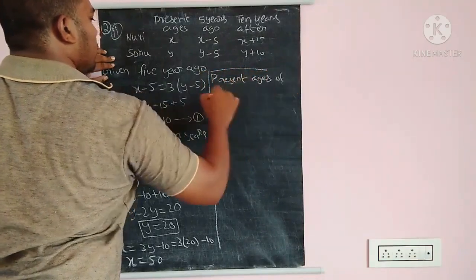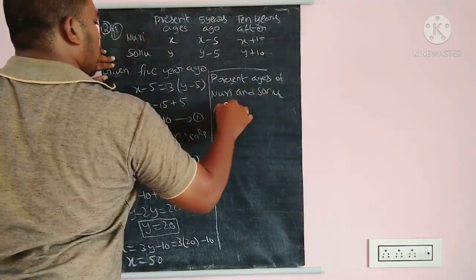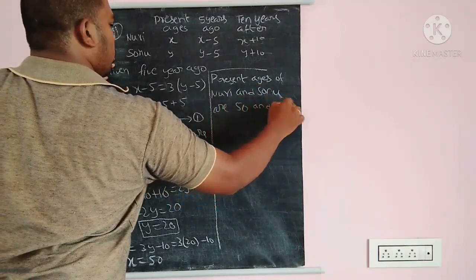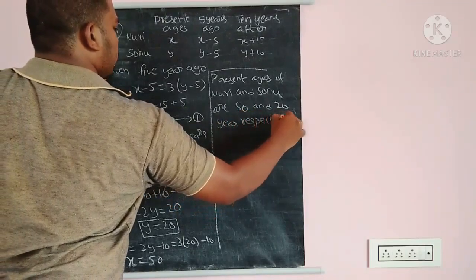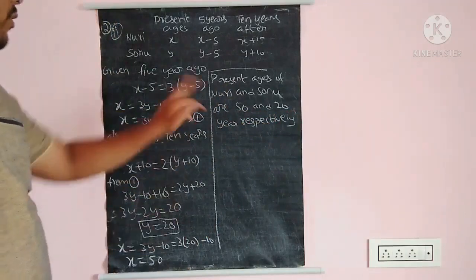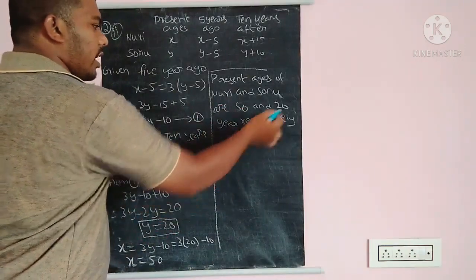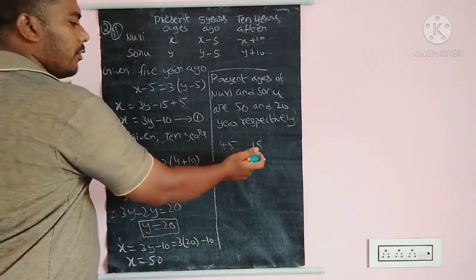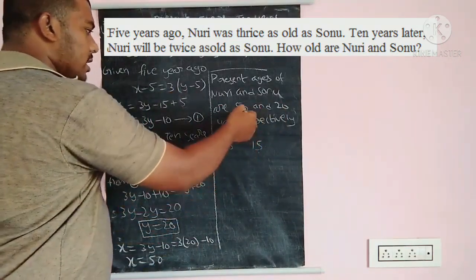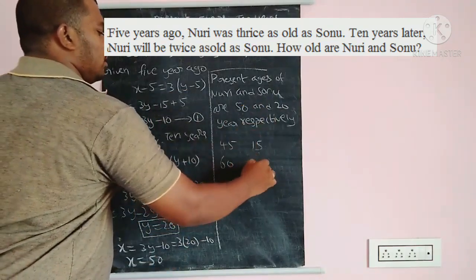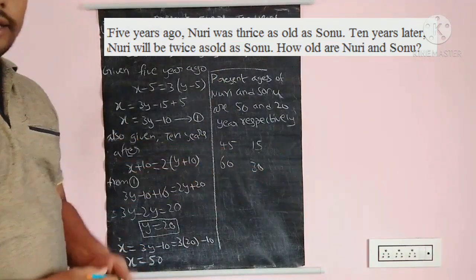So the present ages of Noori and Sonu are 50 and 20 years respectively. The age of Noori is 50 now and Sonu is 20. We can check: 5 years before, Noori's age will be 45 and Sonu's age will be 15. 15 into 3 is 45, the relation holds. After 10 years, 50 plus 10 is 60, 20 plus 10 is 30. So after 10 years, Noori's age is twice Sonu's. Like this we can verify.